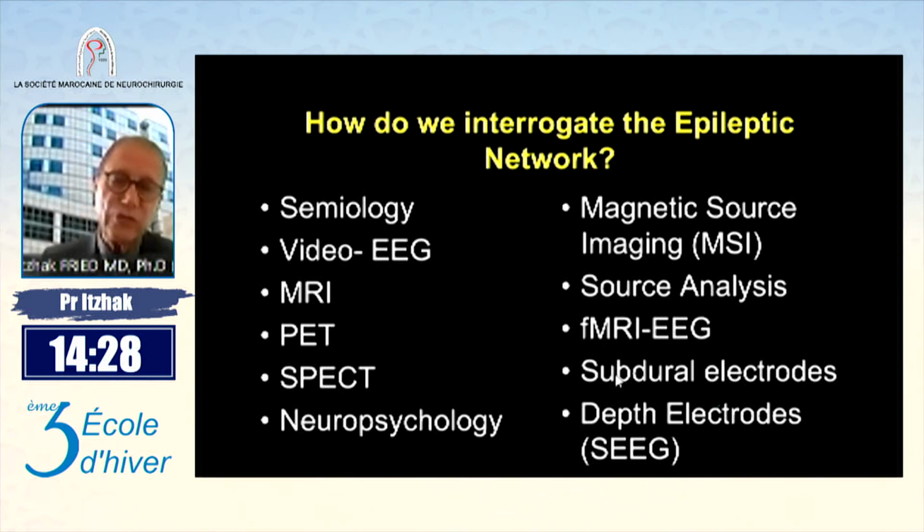We can do source analysis computations on the EEG, which is maybe a second surrogate for MEG. In very advanced centers, we can combine fMRI with EEG to actually get an fMRI which is locked in time to the interictal spikes or the ictal event on the EEG. And we have, of course, subdural electrodes and depth electrodes, or SEEG, okay?